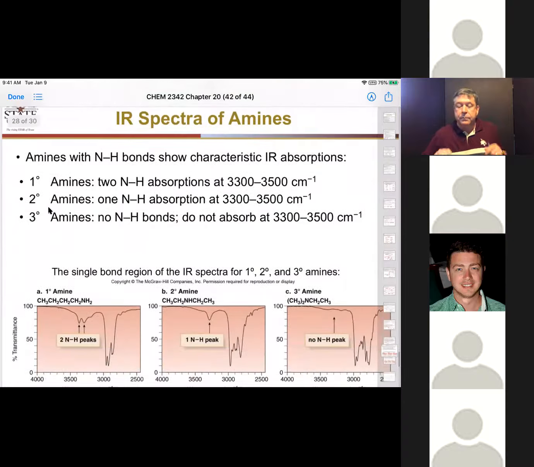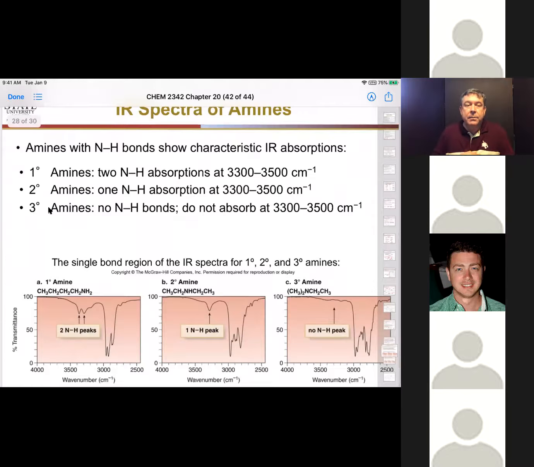Okay, I talked about this when we talked about IR. Amines and amides, if they have 2 hydrogens on them, so if they're primary amines or amides, you'll have 2 peaks in that high end range above 3000. Secondary amines and amides only have 1 hydrogen that absorbs in that area, and tertiary amines and amides have no hydrogens and therefore do not absorb above 3000.